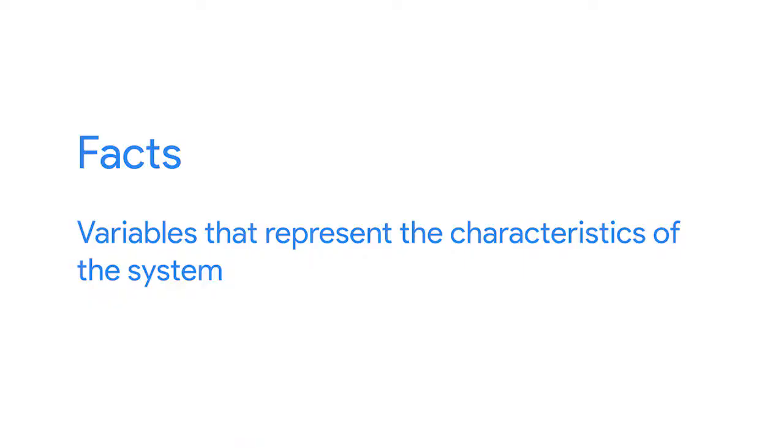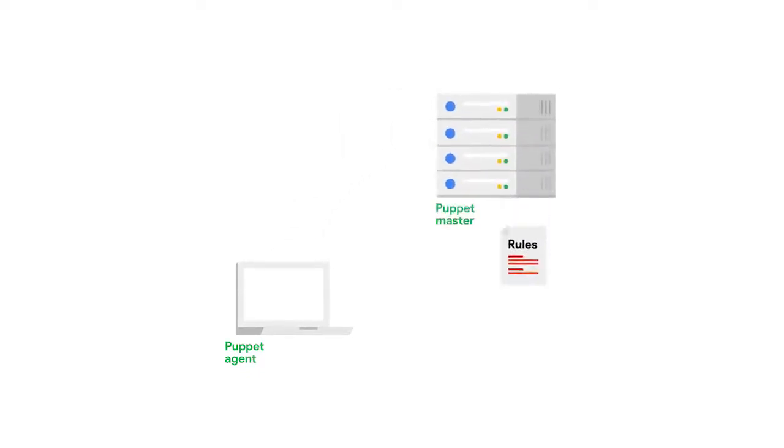Before we jump into an example of what that looks like, let's talk a bit about Puppet facts. Facts are variables that represent the characteristics of the system. When the Puppet agent runs, it calls a program called factor, which analyzes the current system, storing the information it gathers in these facts. Once it's done, it sends the values for these facts to the server, which uses them to calculate the rules that should be applied.